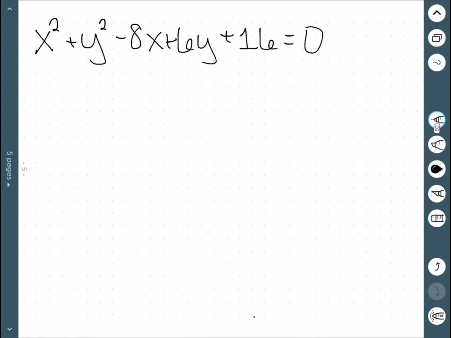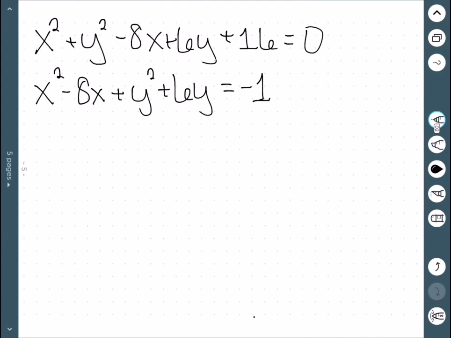Let's consider this circle, which has been given in general form. Anything we want to do with the circle, we need to know the center and the radius. So we should try to put this in our standard form, and we're going to do that by completing the square. We're going to start by regrouping so that we have our x's together and our y's together, and then we'll subtract the 16 to the other side.